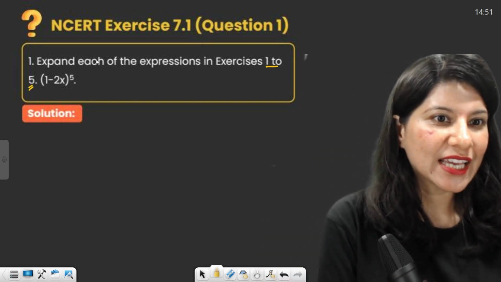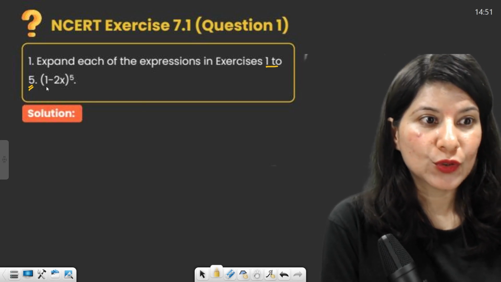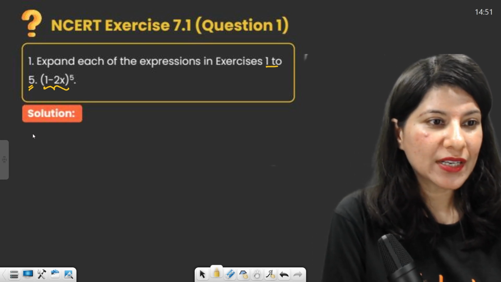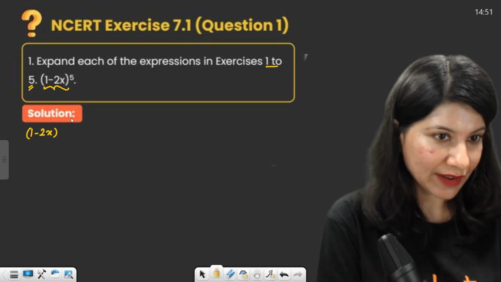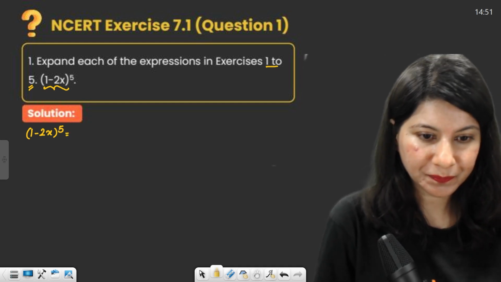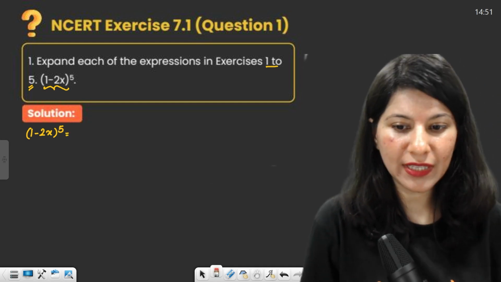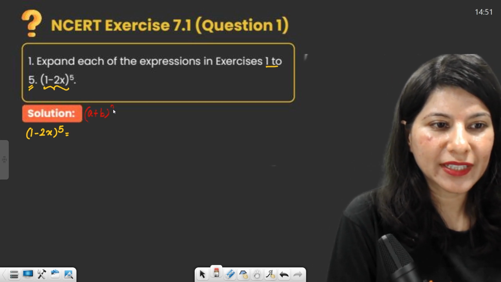Easy peasy. Expand each of the expressions in exercises 1 to 5, and this is your expression: (1 minus 2x) raised to power 5. This is what you have to expand, correct? So before that, let me just write down your binomial theorem.